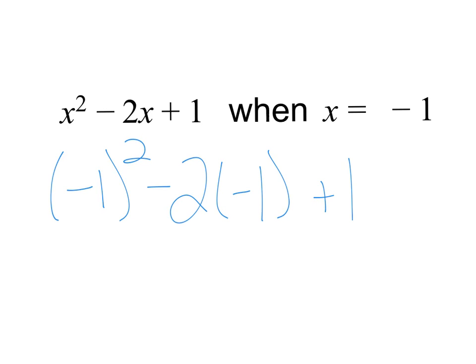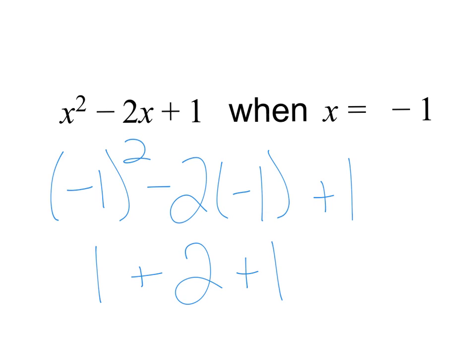And now we just need to do the arithmetic. So negative 1 squared, when you square something, that's just multiplying it by itself. So there we get 1. Negative 1 times negative 1 is 1. The next part here, I have negative 2 times negative 1. So the negatives cancel, we get plus. And 2 times 1 is just 2. And then we have plus 1.